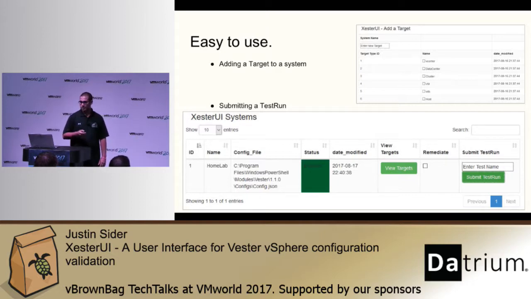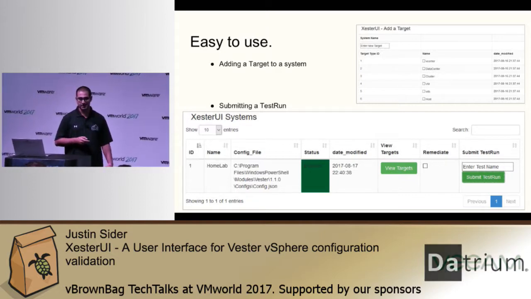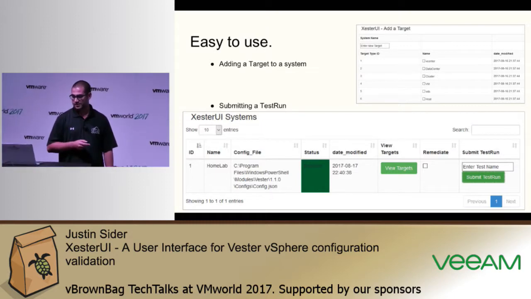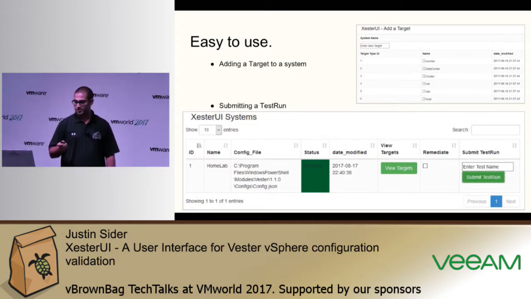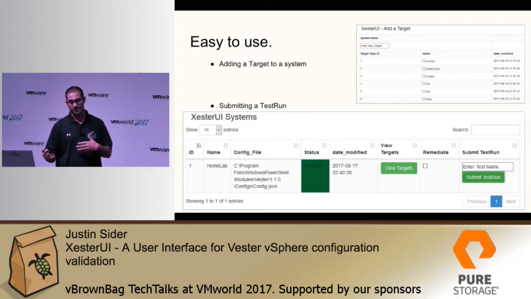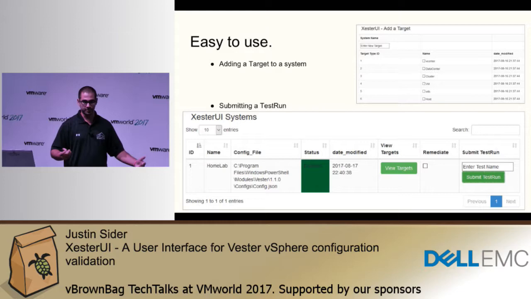Back to the easy to use. Adding a target, you can see on the right-hand side, you're going to enter a target name. You're going to select what type of item it is. One thing to note, and I'll get to this in a few seconds, you don't actually have to enter the targets into the system. So once a vSphere test runs, the only requirement is going to be a vCenter. Once the vCenter is entered and you run a test, it'll actually populate all the targets into the database for you. And then it'll use those for every subsequent run. So that's kind of a nice little feature.